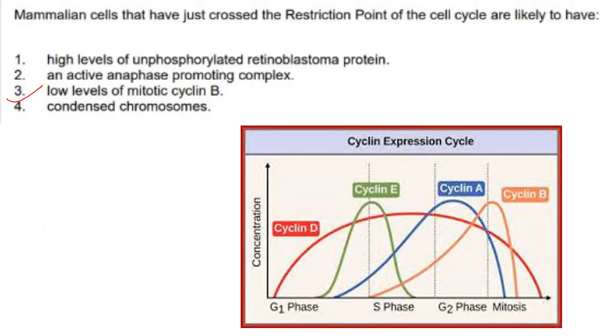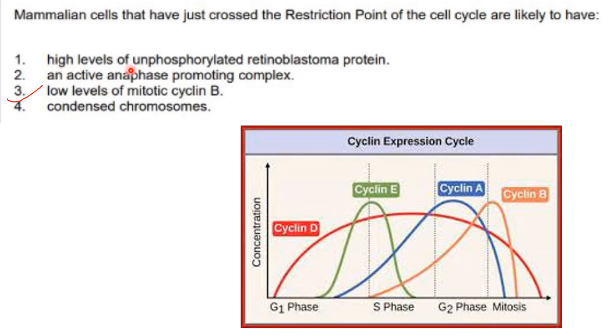Then next one. Mammalian cells that have just crossed the restriction point of the cell cycle are likely to have. The G1 checkpoint is the restriction point where the cell is committed to entering the S phase. So RB will be phosphorylated at this state.